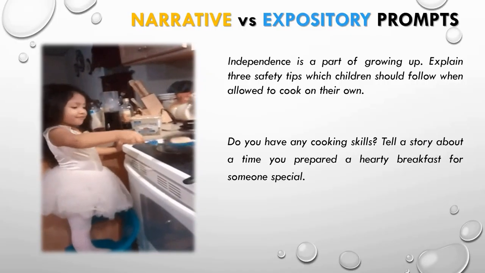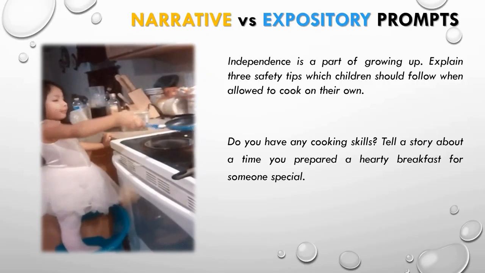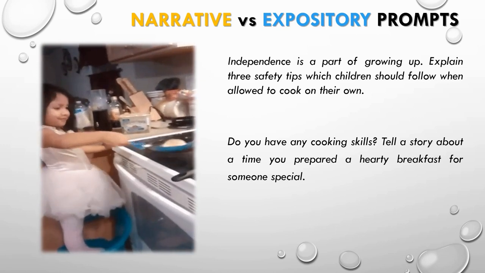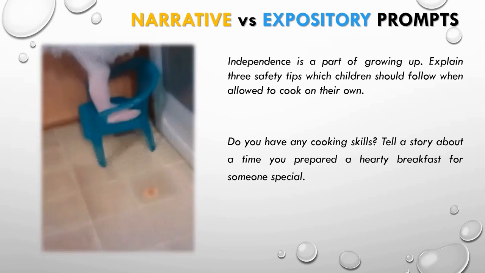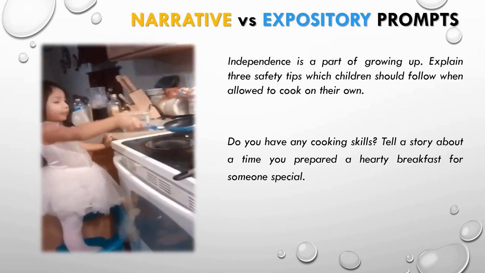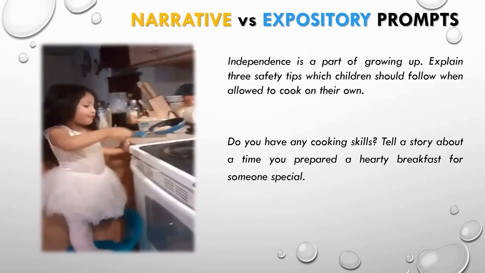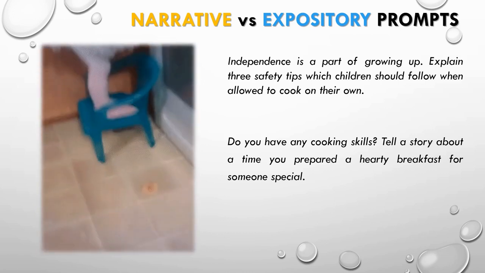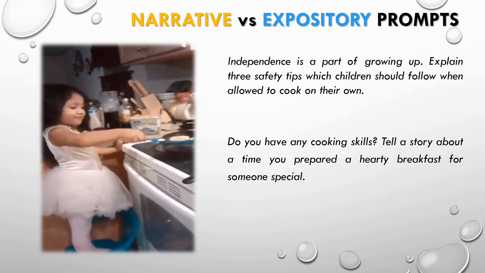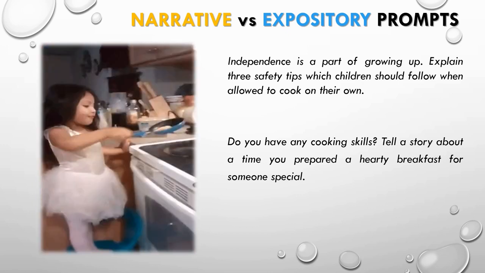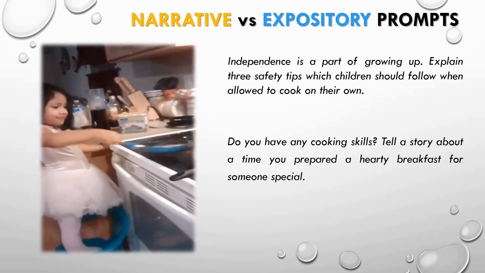Have a look at these two prompts. Can you tell which is narrative and expository? Independence is a part of growing up. Explain 3 safety tips which children should follow when allowed to cook on their own. The second prompt: do you have any cooking skills? Tell a story about a time you prepared a hearty breakfast for someone special.